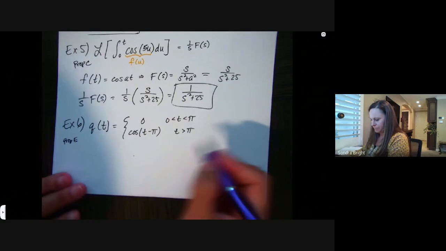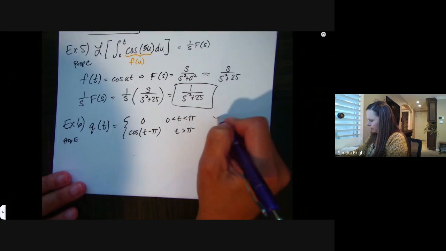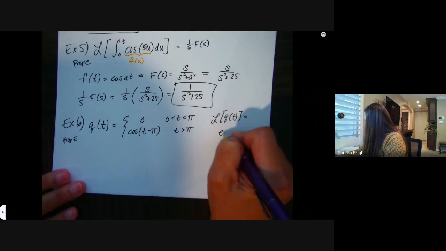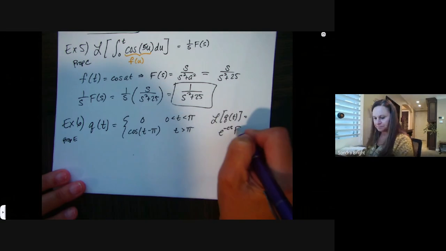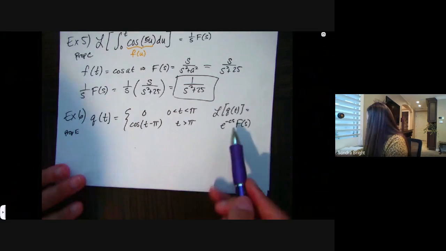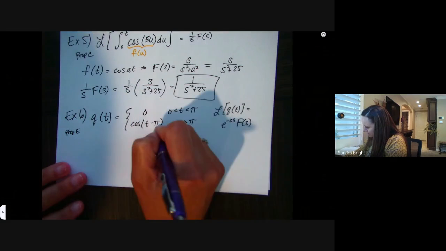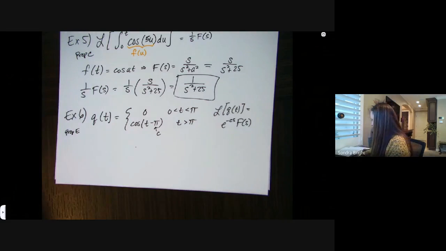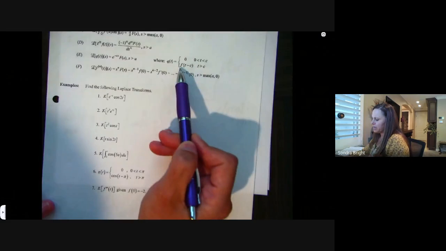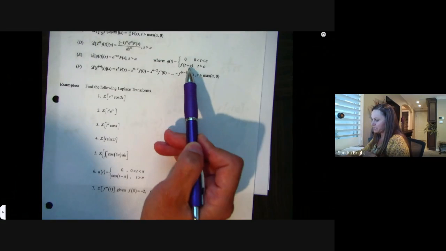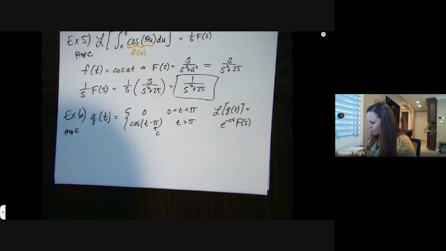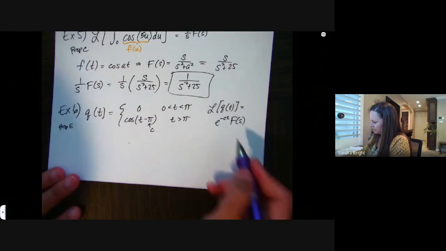So the Laplace transform of q of t will end up equaling e to the negative cs times big F of s. Looking at that, remember that the pi is c. If you look back, the second piece is the function f of t minus c, where t is greater than c, and from 0 to c it's 0. So your c is pi in this problem. I should have written that over here.